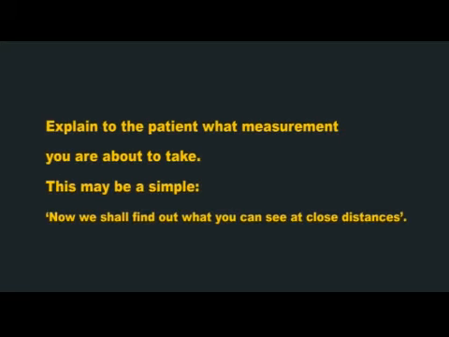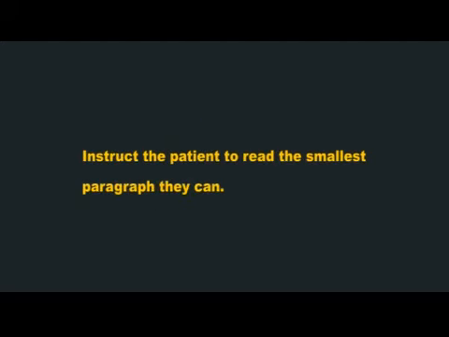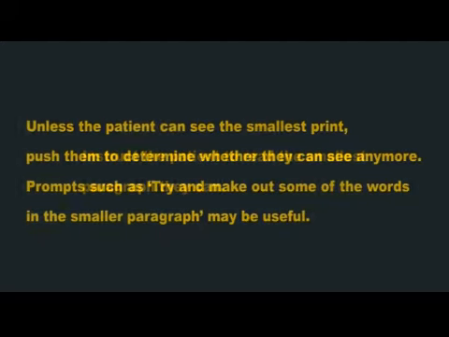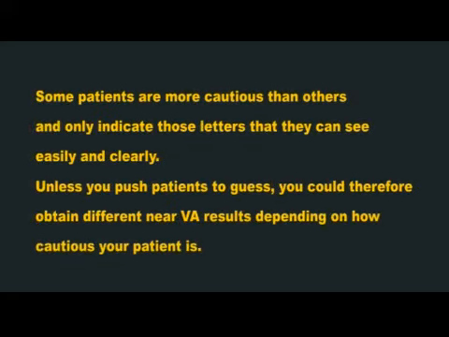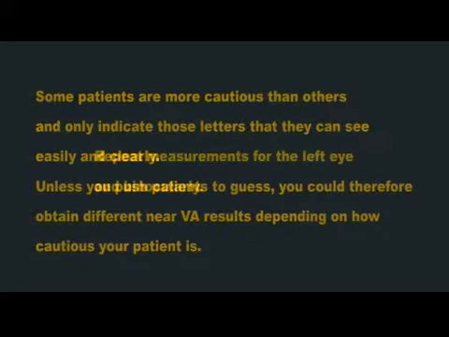Explain to the patient what measurement you are about to take. This may be simple: now we shall find out what you can see at close distances. Instruct the patient to read the smallest paragraph they can. Unless the patient can see the smallest print, push them to determine whether they can see any more. Prompts such as try and make out some of the words in the smaller paragraph may be useful. Some patients are more cautious than others and only indicate those letters that they can see easily and clearly. Unless you push patients to guess, you could therefore obtain different near visual acuity results depending on how cautious your patient is. Repeat measurements for the left eye and binocularly.